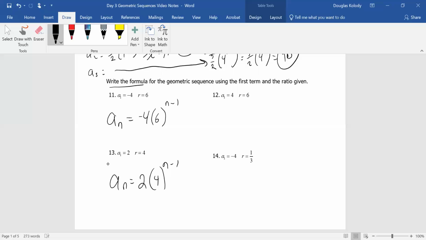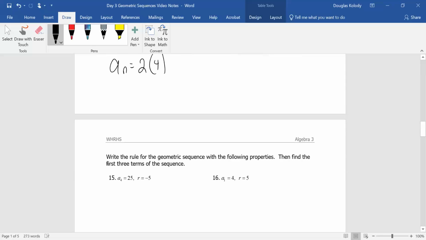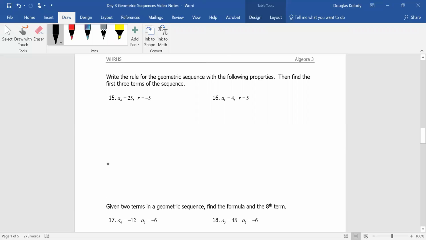Do not overthink the problems. Just do what they ask. All right, we move on to the next set of problems. Notice how I am powering through these. Write the rule for the geometric sequence, then find the first 3 terms. It says that a sub 4 is, oh boy. Now they're giving you a toughie here, aren't they? All right, so what could you do with this then? I know that the fourth term is 25.